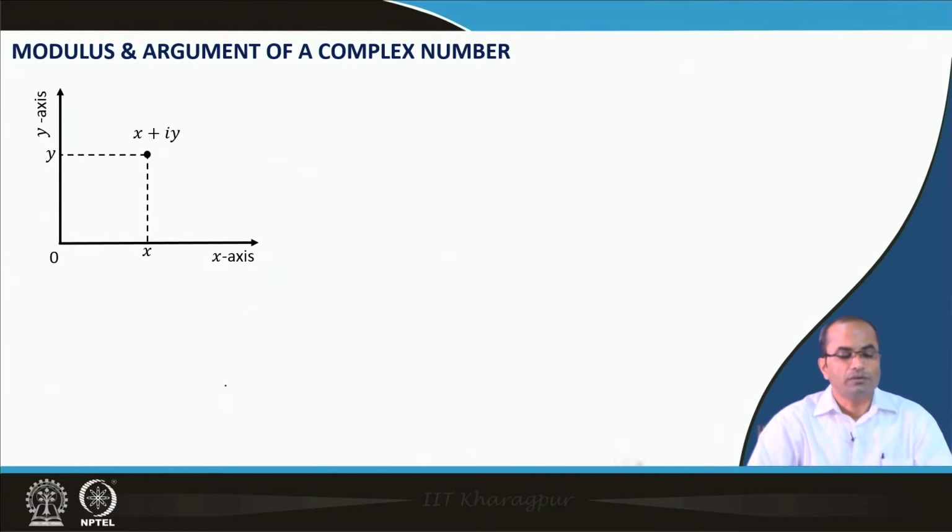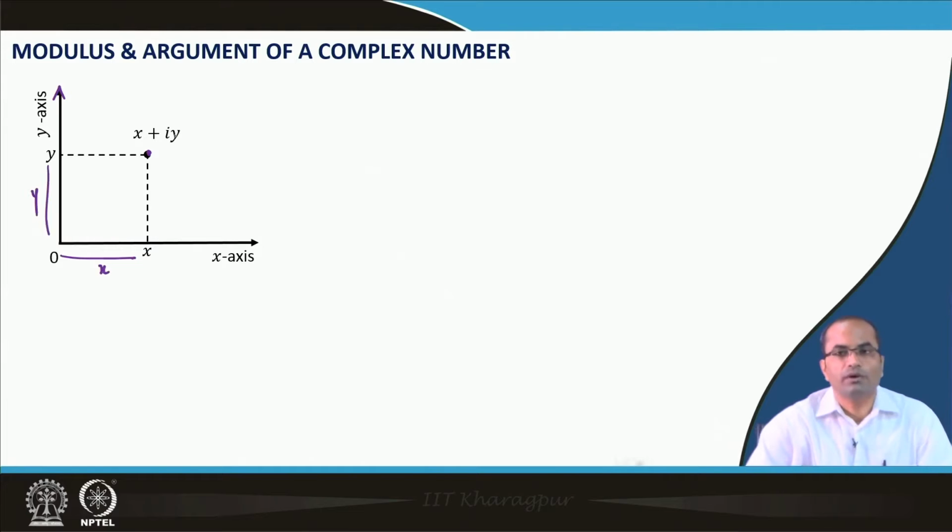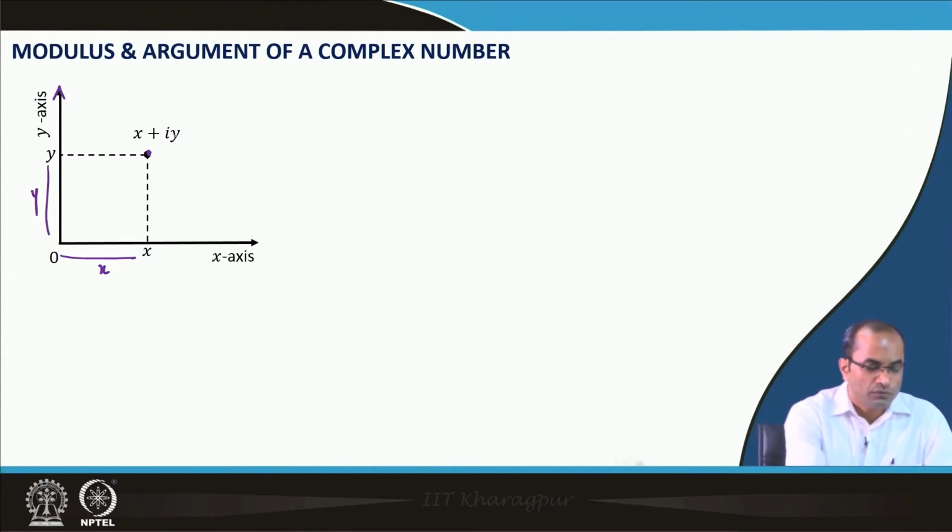Now, what are the modulus and the argument of a complex number? Let us suppose this is the point x, y, or the number x plus iy, in the plane, with this the x axis and this the y axis. This is the distance x, and this is the distance y. Therefore, this point is x plus iy, or x comma y, whichever way we define it.